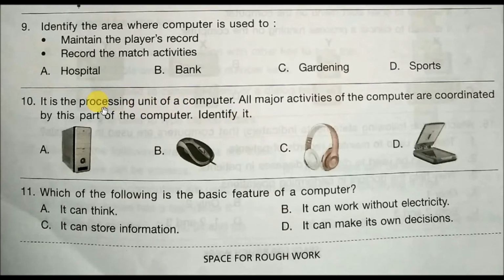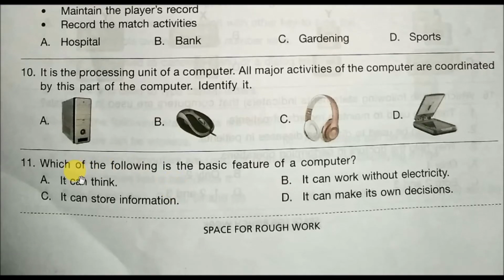Next question, it is the processing unit of a computer. All major activities of the computer are coordinated by this part of a computer. Identify it. Options are CPU, mouse, headphones and scanner. So which is a processing unit of a computer from all these? Yes, the answer is A, that is CPU.